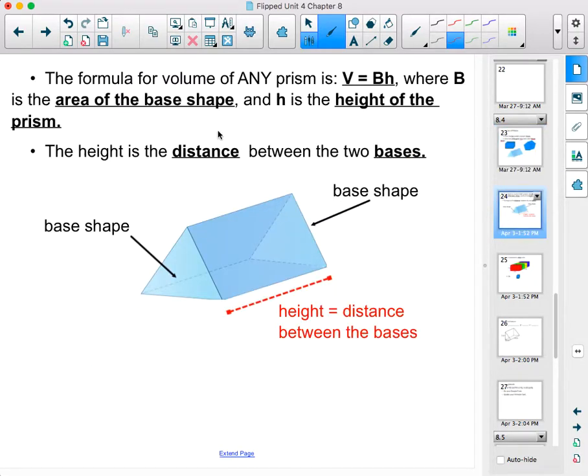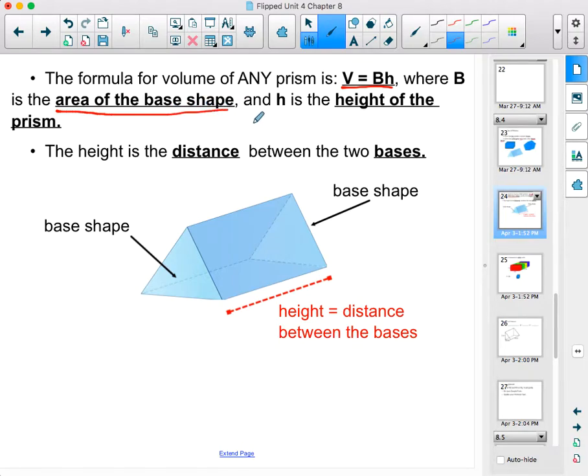The formula for volume of any prism is V equals big B times H. Notice this is a capital B. We want that to be capital. Please make sure this is a capital B. Big B is something special. Big B is not just the base. Big B is the area of the base shape.